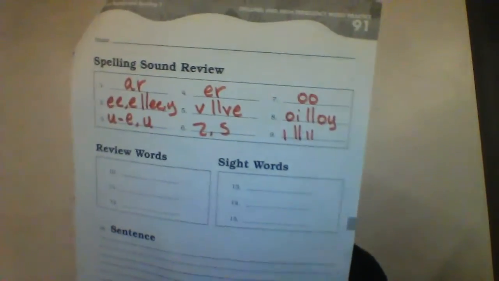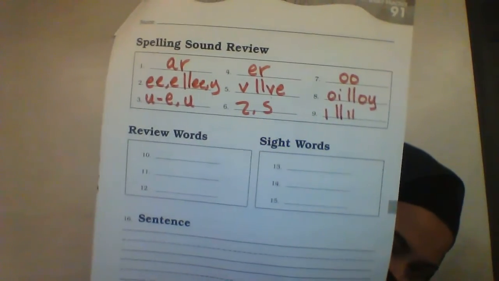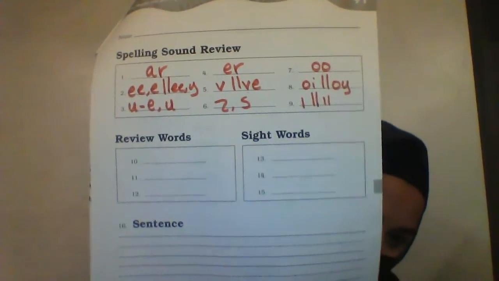Number 9 is ol. That's L-L. I'm sorry, that's L, final L-L. So it looks like this. If you need some time to write this down, you can pause the video now. All right, so let's move on to number 10, review words.